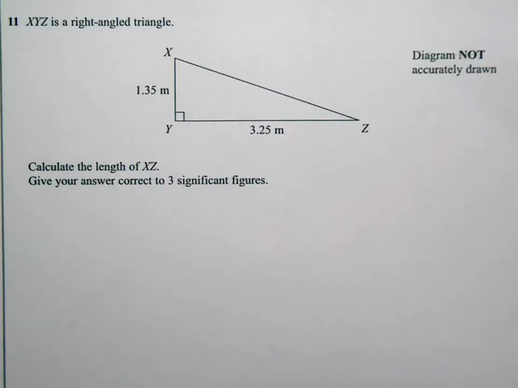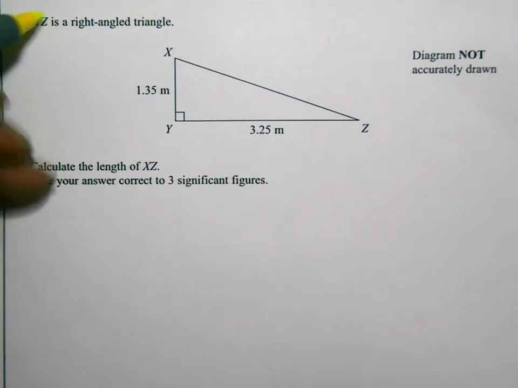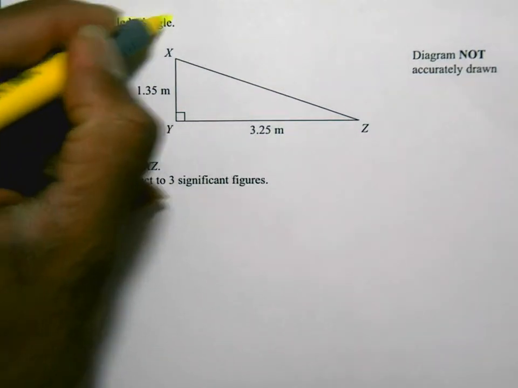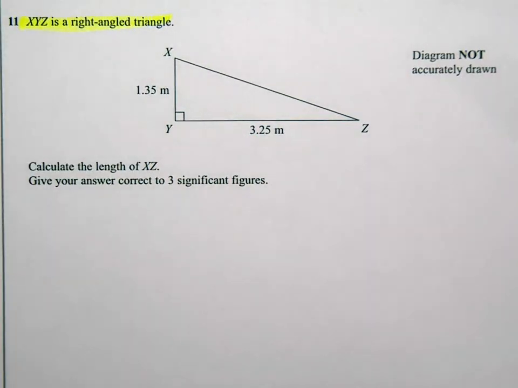This is question number 11 on the June 2013 higher calculator paper. Reading this question first, it says XYZ is a right-angled triangle. Whenever I read a question, if I see anything which says right-angled triangle, first of all, I'm thinking about Pythagoras. Can I use Pythagoras, or is this a Pythagoras question?